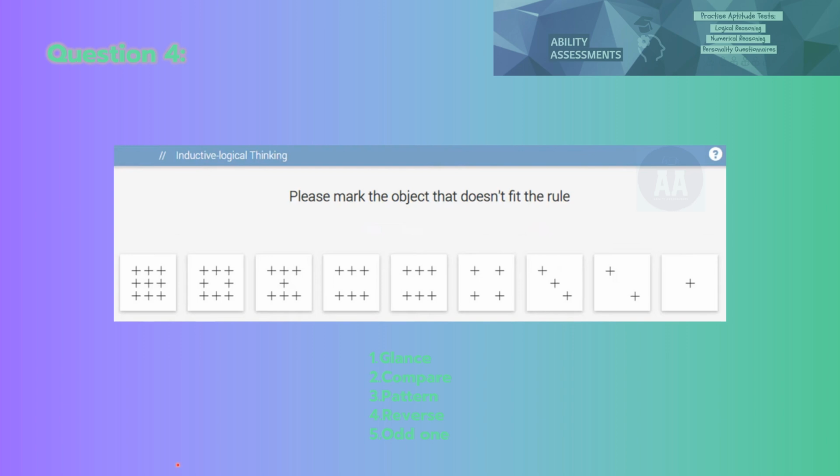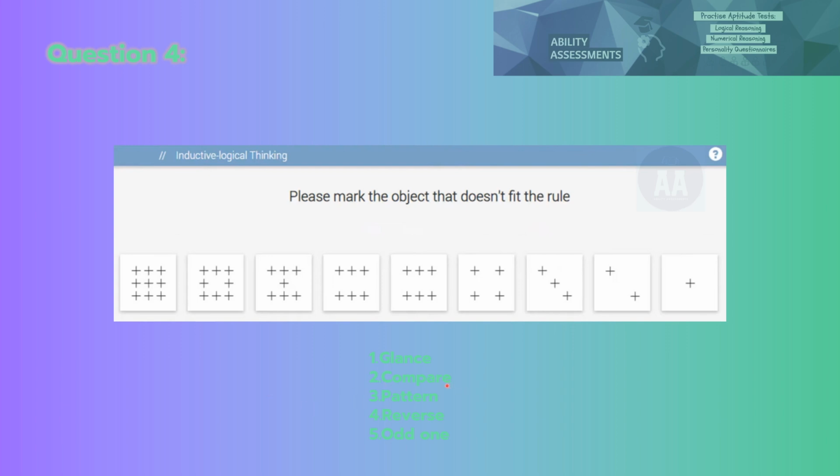Let's again start off with a quick glance, and immediately what we can see is that there is only one shape, and that is the plus sign. However, what is changing throughout the objects is the quantity and the positioning of this one shape, the plus sign. The positioning seems to be quite random in respect to one another. So let's focus on the quantity.